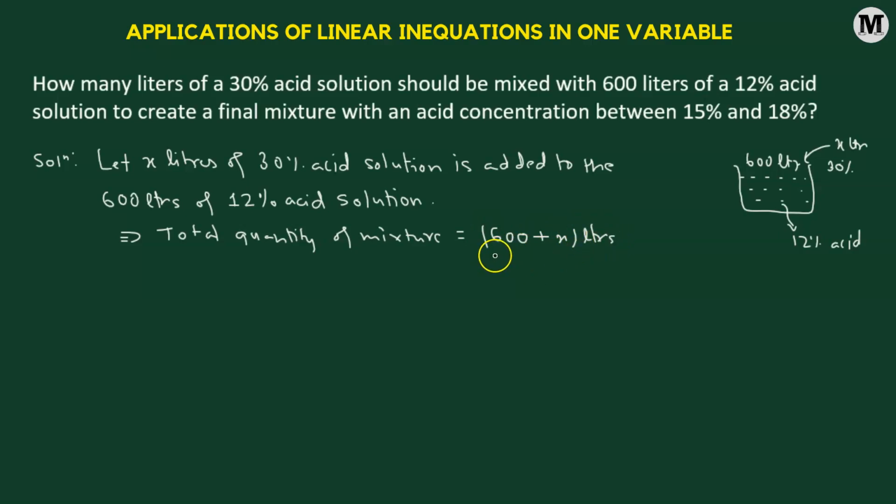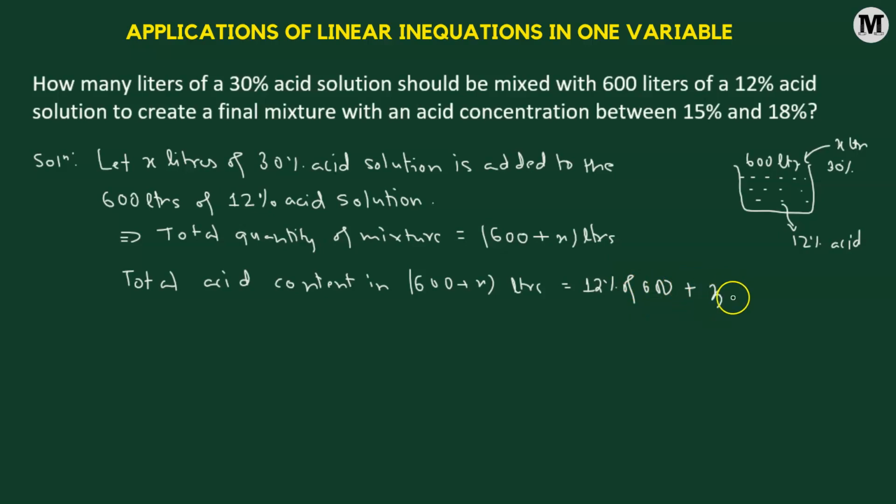And also there is going to be an acid content. So the total acid content in the new mixture, that means 600 plus X liters, is going to be equal to, initially we have 12% of 600 liters, and to it we added 30% of X. So this is going to be the acid content in the total mixture of 600 plus X.